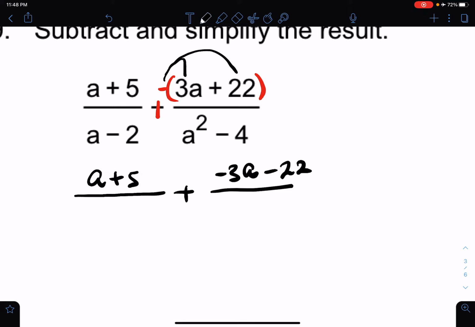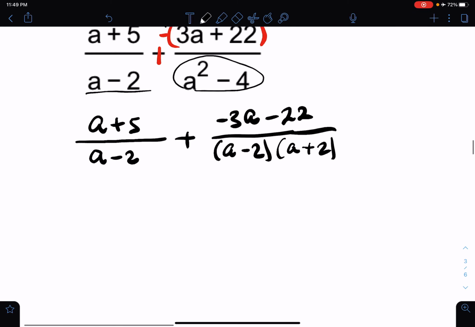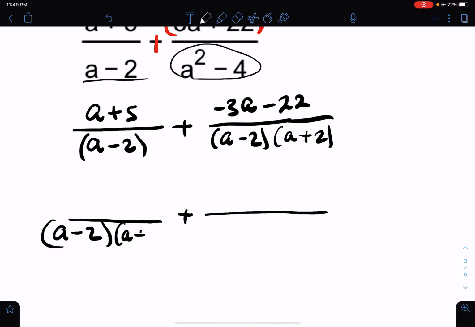Okay, now the denominators. We should factor it completely. And so that's just going to be a minus 2. And factor that. Remember, that's a difference of two squares. So it's going to be a minus 2 times a plus 2. You might be getting better at finding that LCD. What is the LCD here? You can see the LCD is just going to be a minus 2 times a plus 2.